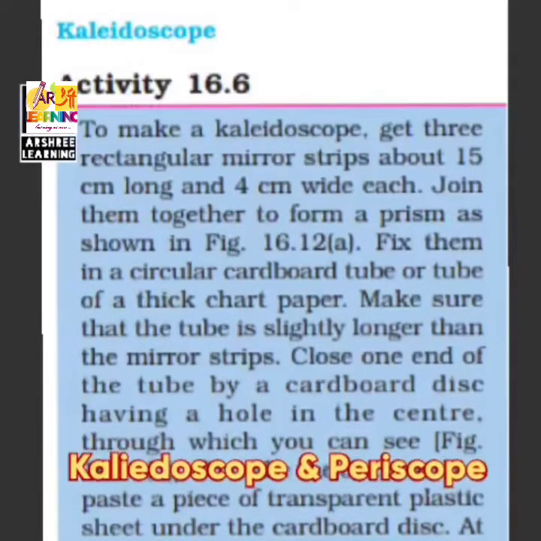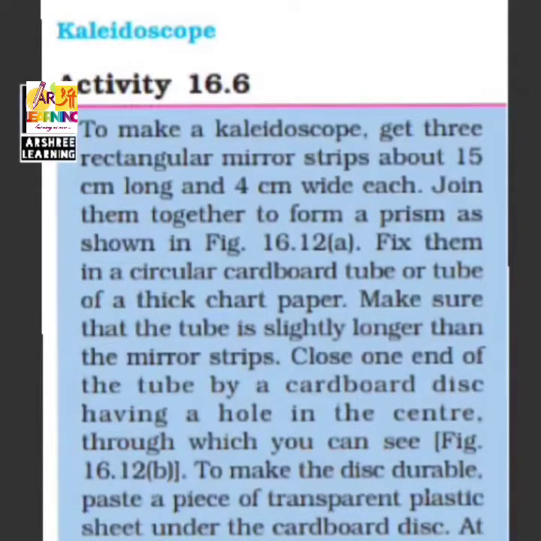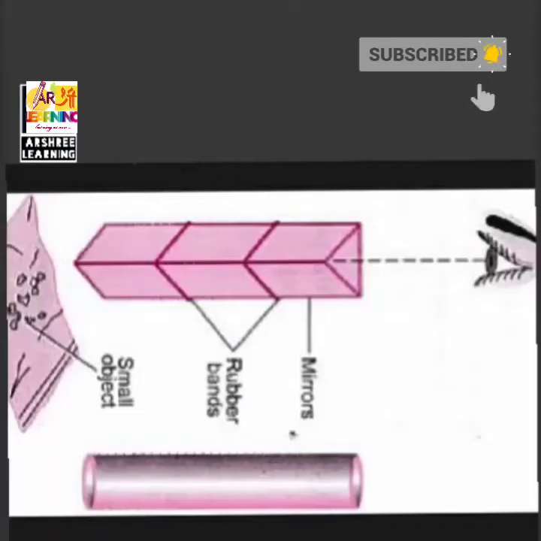Based on the property of multiple reflection, there is a toy which you must have seen. It is called a kaleidoscope, and a kaleidoscope works on the principle of multiple reflection. This is the simple diagram of a kaleidoscope.